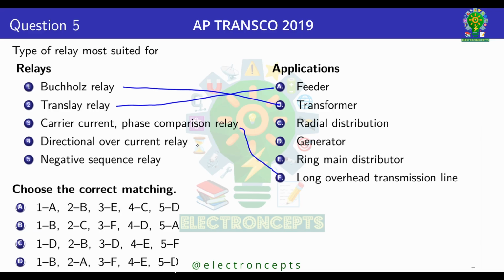Directional overcurrent relay is used in ring main distribution system as power flow can happen in either direction in ring main distribution system. Negative sequence relay is used in generators for protection against unbalanced currents that produce negative sequence heating in the rotor. Therefore, from the matching, option D is correct.